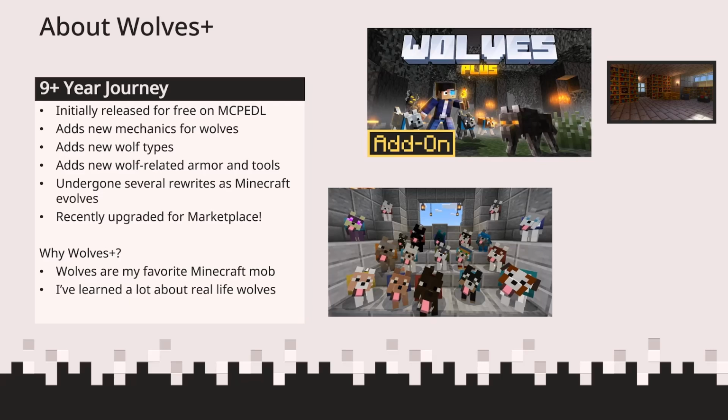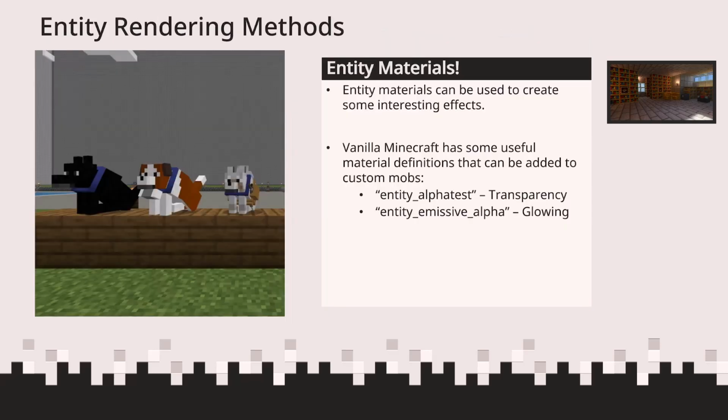So there's a certain rendering logic in place to allow those four, as I'm counting it now, four different layers to render all at the same time on top of each other, and for you to still be able to do things like color the wolf collar without causing the entire wolf to change color. So a core component of that is going to be entity materials.